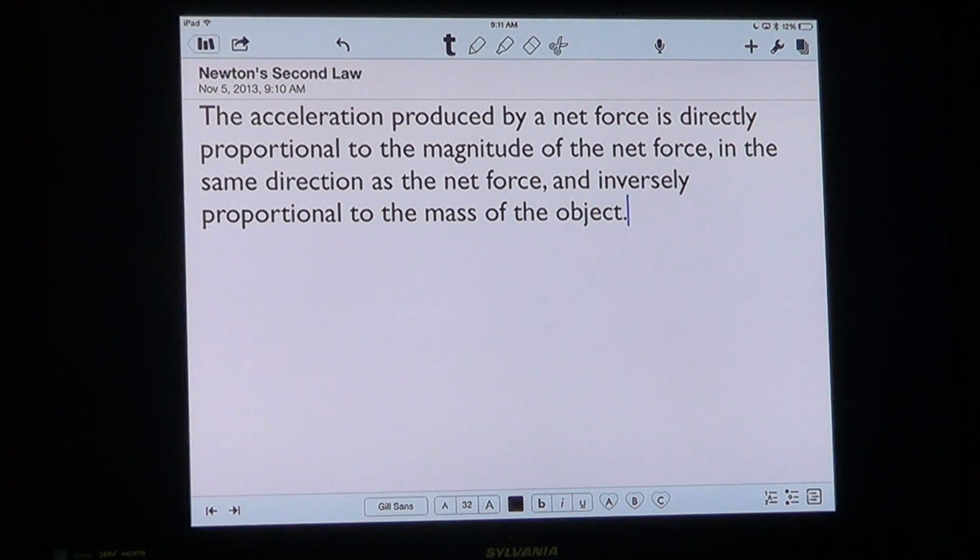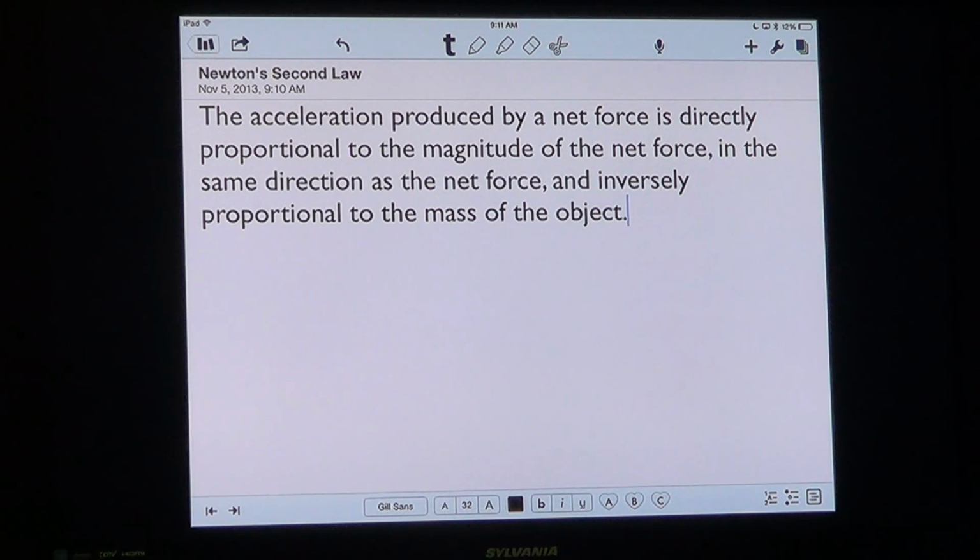So the part that you're saying, Holly, is the second part where it says it's inversely proportional to the mass of the object, meaning the heavier the object is, the less acceleration will be produced. But the first part, when it's talking about the net force being directly proportional to the acceleration, means the higher the net force, the higher the acceleration.